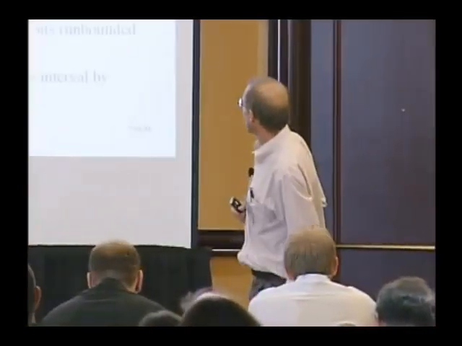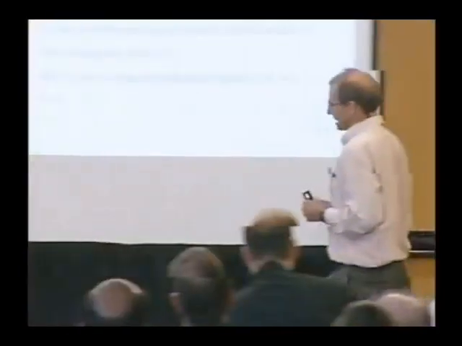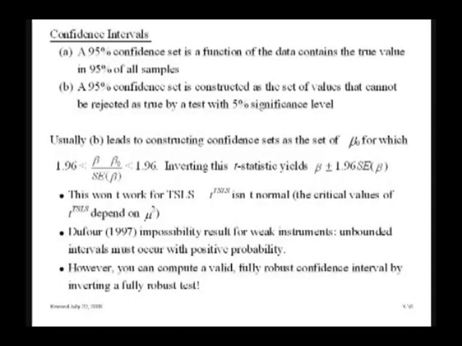So a 95% confidence interval is a set valued function of the data that contains the true value in 95% of all samples. Alternatively, as a construction method, you can think about constructing a confidence set as the set of values that cannot be rejected as true by a test with a 5% significance level. Those are equivalent statements. So confidence sets come from inversion of test statistics, and normally we think about this as being (beta hat minus beta naught) over a standard error, plus or minus 1.96.